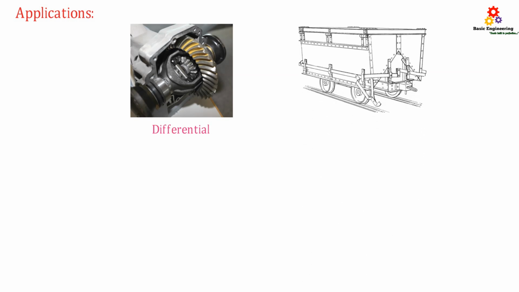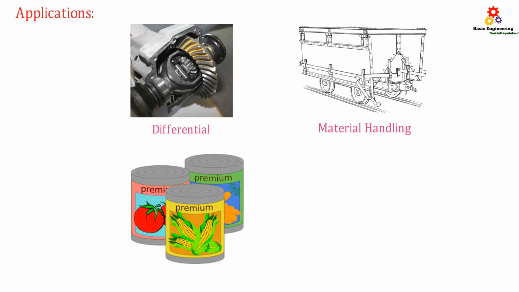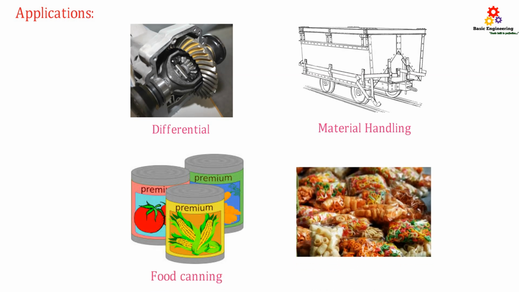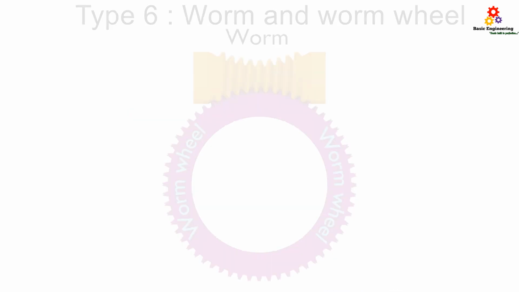Applications of bevel gear. The popular application is the automobile differential. It is used in material handling equipment. It is used in food canning equipment. Bevel gears are used in food packaging equipment.